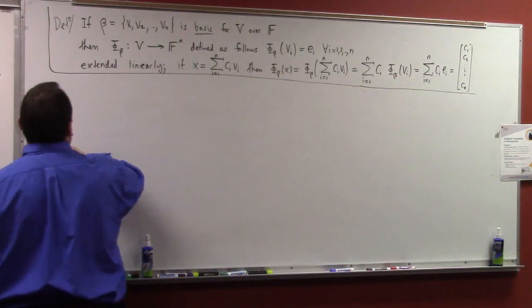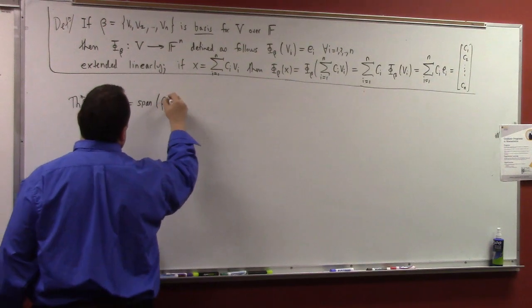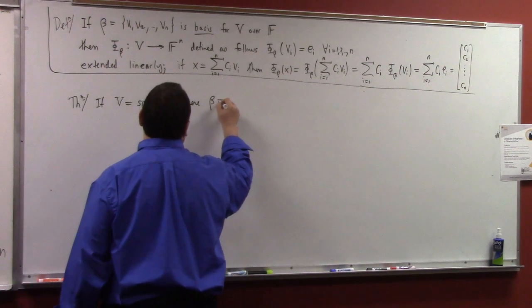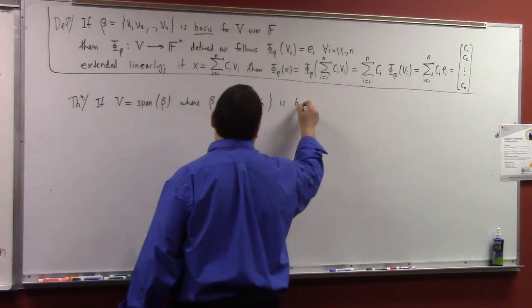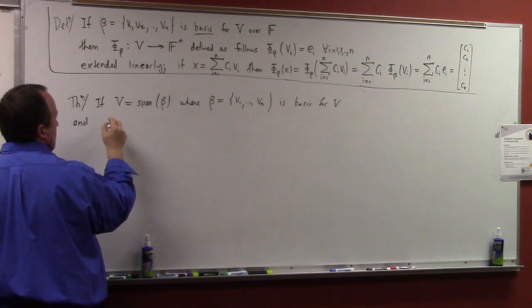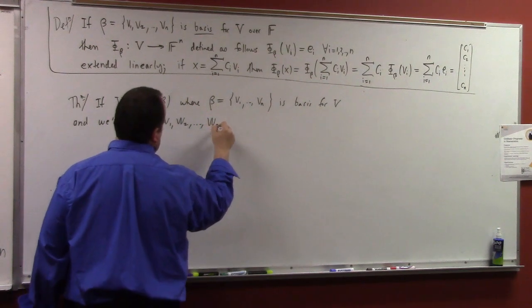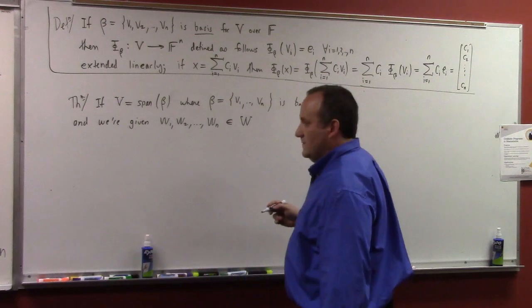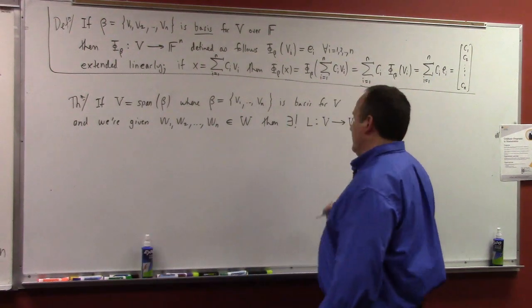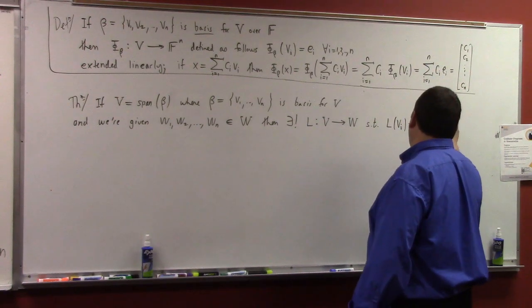The theorem that I'm butchering at the moment is that if V is equal to the span of beta, where beta equals v1, ..., vn is a basis for V, and we're given w1, w2, ..., wn elements of W, another vector space, then there exists a unique linear transformation L from V to W such that L of vi is equal to wi for all i.